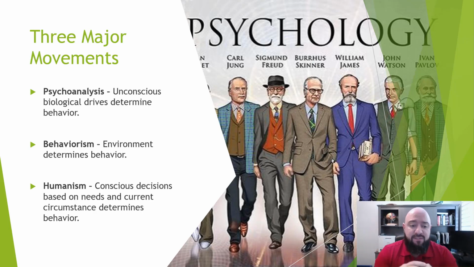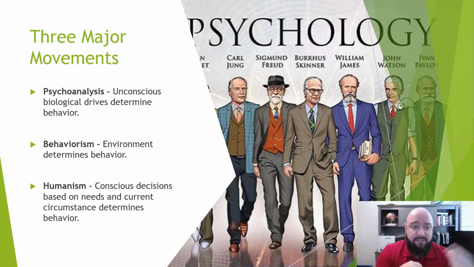Then you had the humanists who kind of said, no, it's our conscious decisions that determine the behavior. But something was missing, right? If you go back and think about what Wilhelm Wundt said about what psychology should be, psychology should be the study of consciousness, and we should use a scientific method to research mental processes. And the definition of psychology is the scientific study of behavior and mental processes.